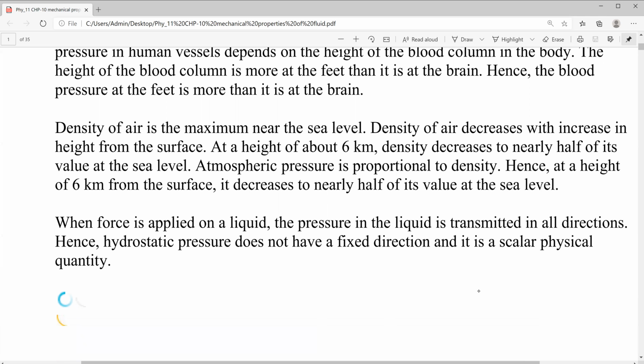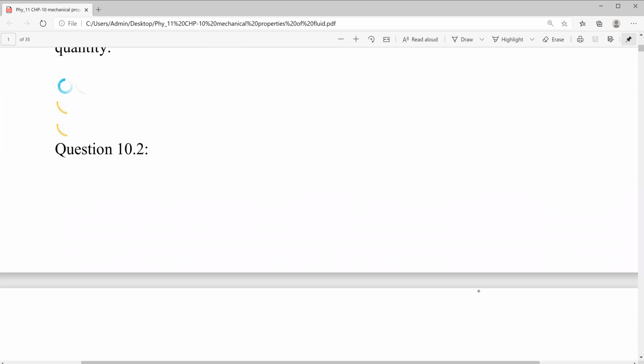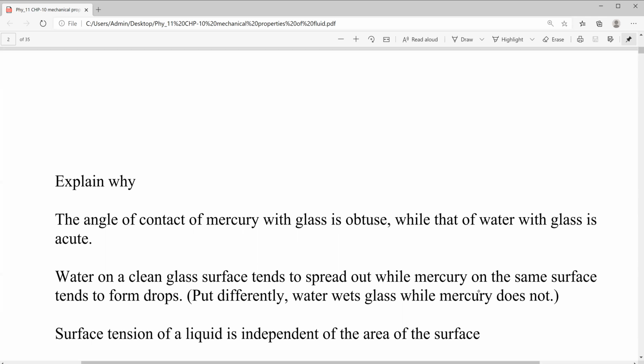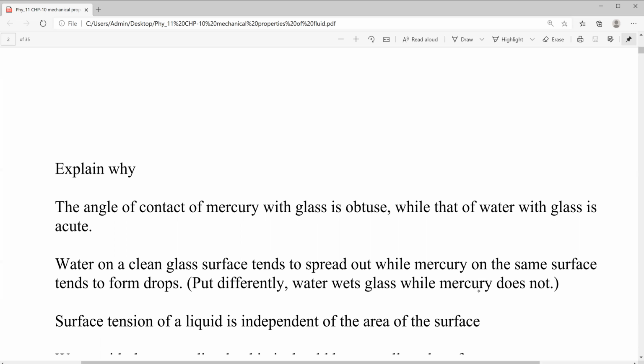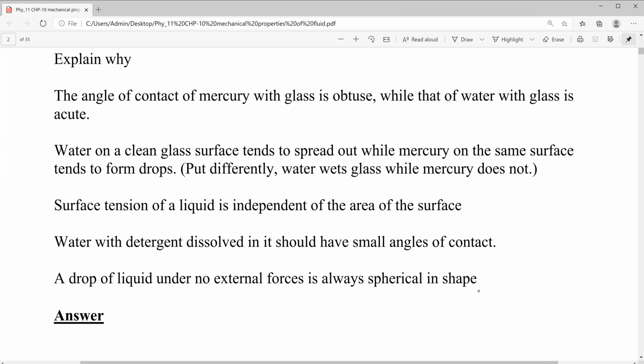Next we shall move to the next question, that is 10.2. This is also a theoretical question. Explain why the angle of contact of mercury with glass is obtuse, while that of water with glass is acute. This is the first one. And next they ask, water on a clean glass surface tends to spread out, while mercury on the same surface tends to form drops. First we shall see the first reason: the angle of contact of mercury with glass is obtuse, while that of water with glass is acute.